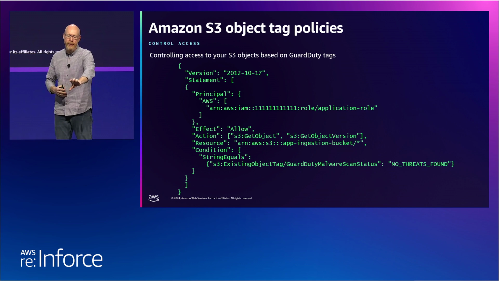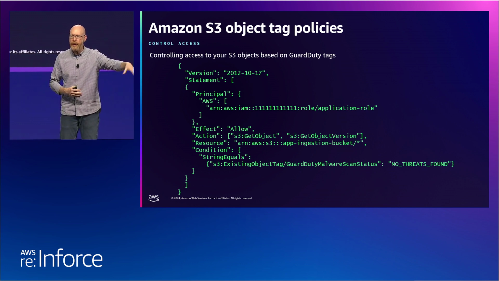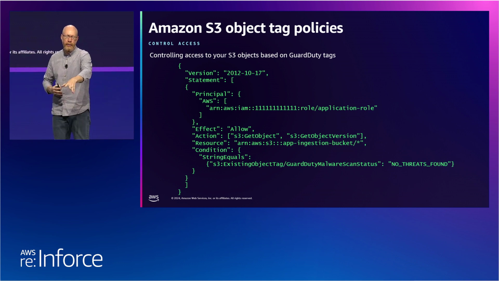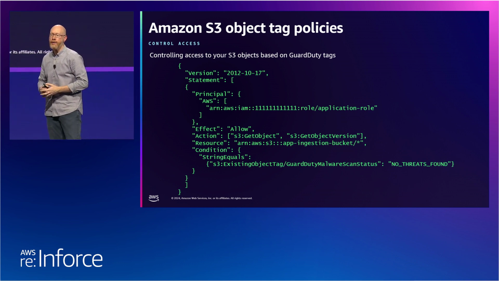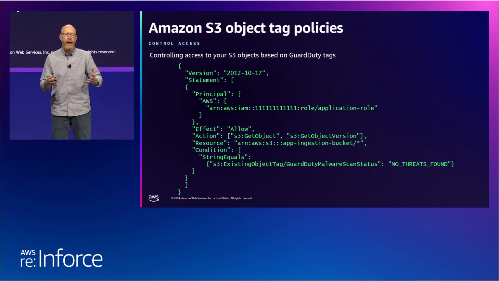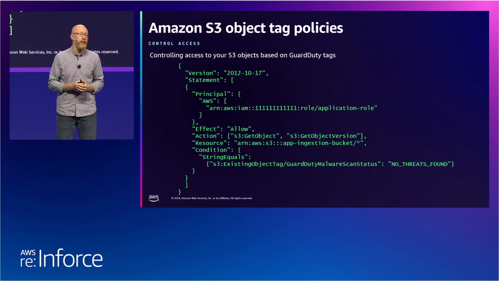You could also craft something like this as an IAM policy and attach it to the role directly to influence that. And you could certainly reference other tags in this process as well. But this is an example of how you might control access or ensure that only clean files are actually leaving that bucket.